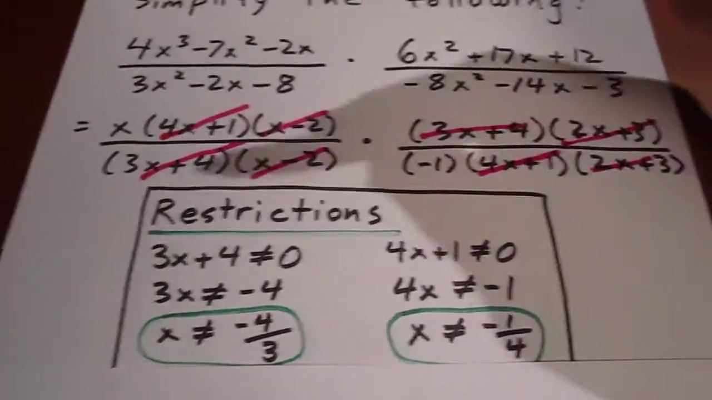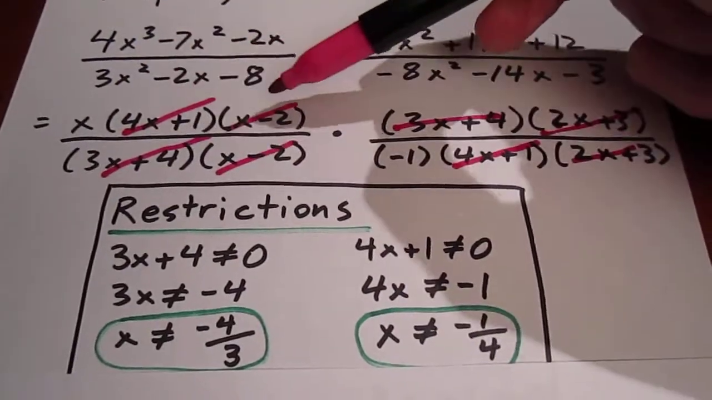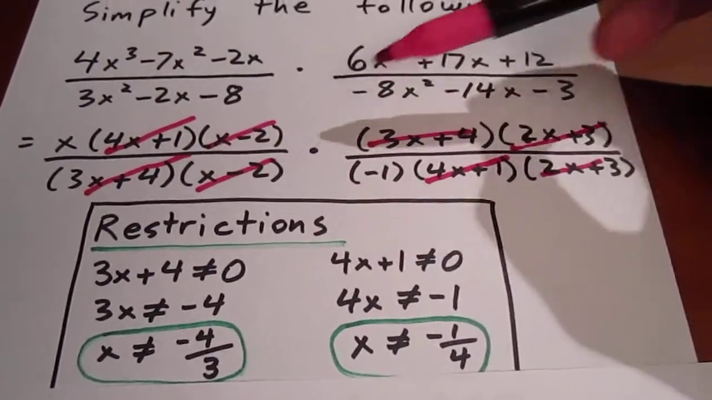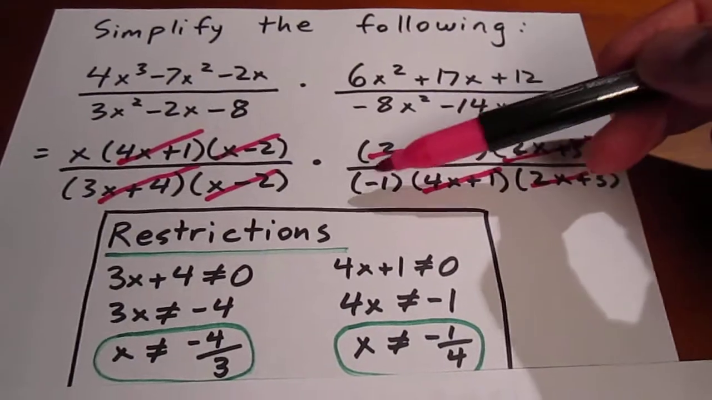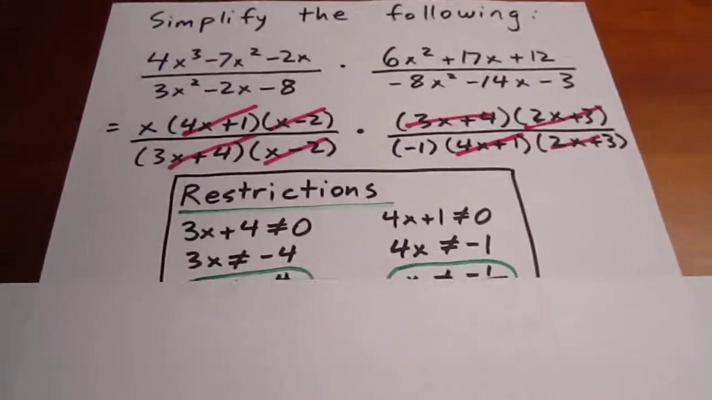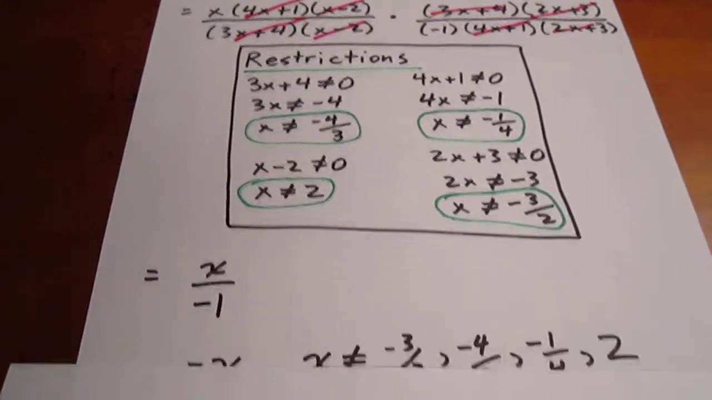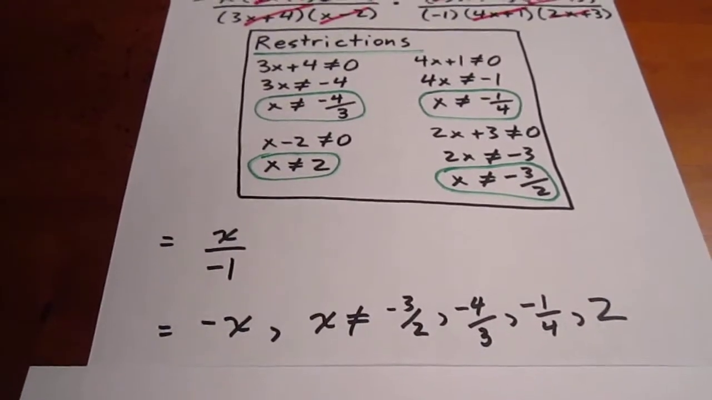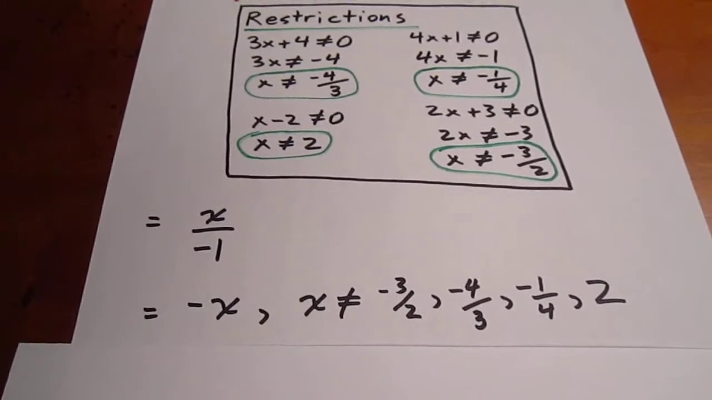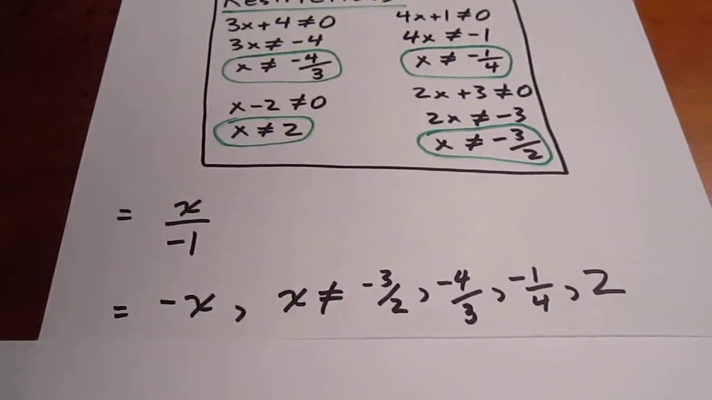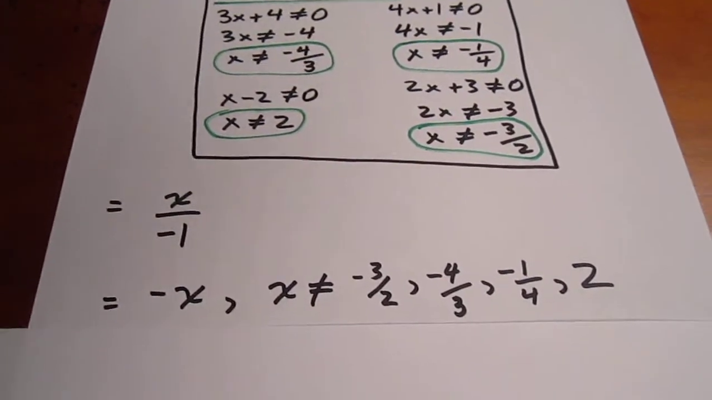So what ends up happening is we have x times 1 times 1 over 1 times 1 times 1 times 1 over negative 1 times 1 times 1. Multiplying all that gives us x over negative 1, or in other words, negative x. And then we recall our restrictions: x cannot equal negative 3/2, negative 4/3, negative 1/4, or 2.